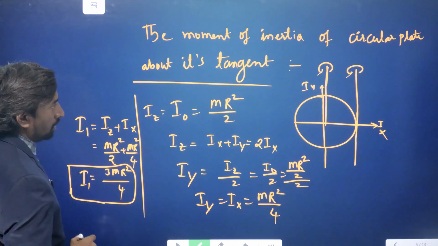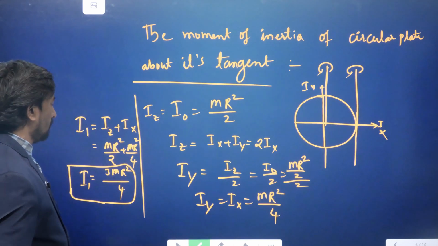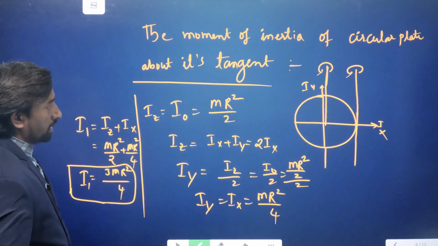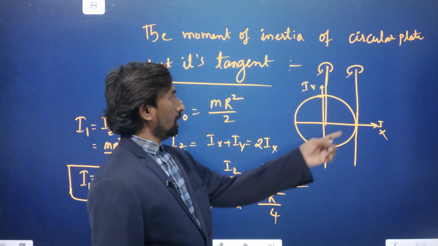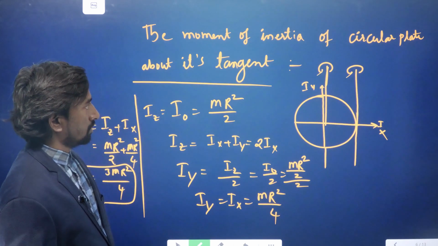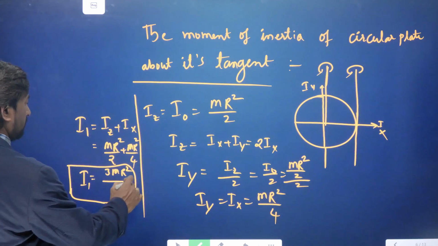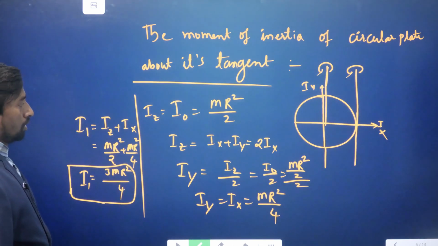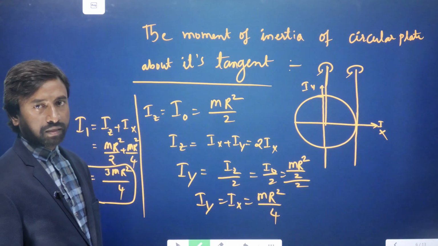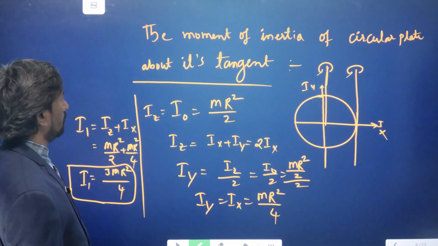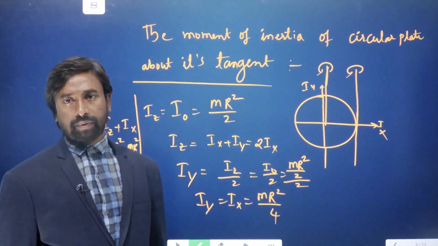So this is the moment of inertia about the tangent of a circular plate. Okay. So now the moment of inertia about its diameter we got mr square by 4 for a circular disc. So these are some of the cases of the applications of the parallel axis theorem and perpendicular axis theorem.